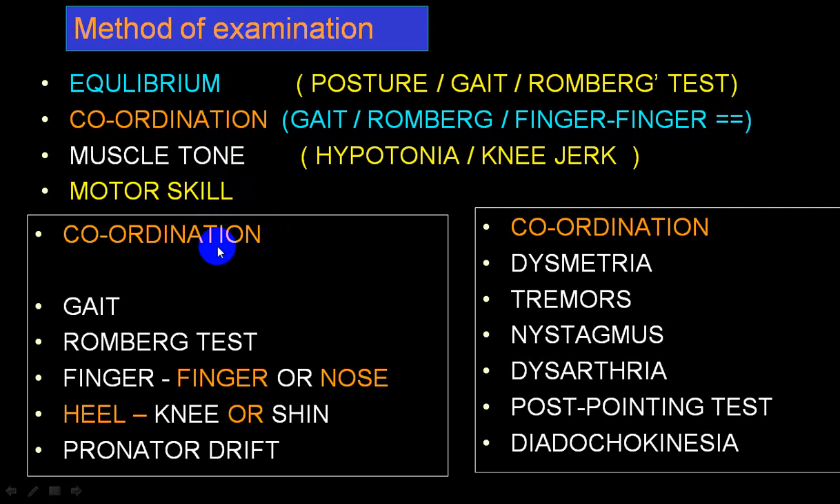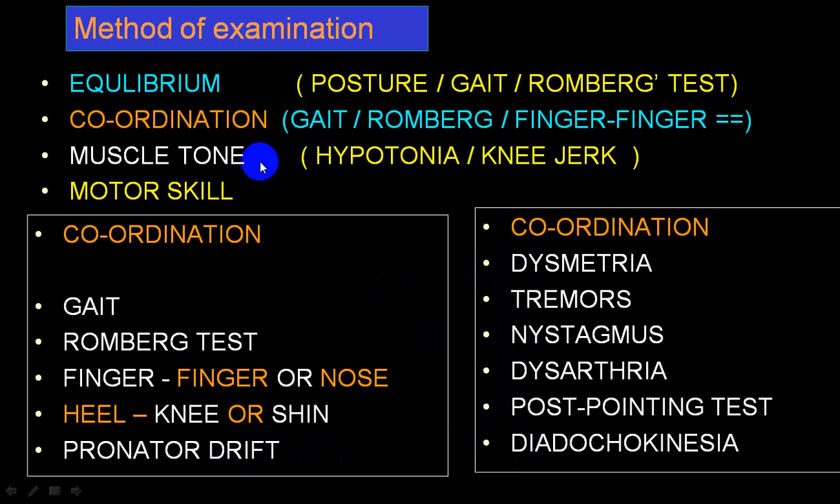We divide into coordination: gait, Rhombus test; upper limb, finger to finger nose test; for lower limb, heel knee, also called heel shin test. And in upper limb, you can also demonstrate pronator drift. There are other things which can be demonstrable in coordination, that is dysmetria, tremors, nystagmus, dysarthria, past-pointing test, diadochokinesia.